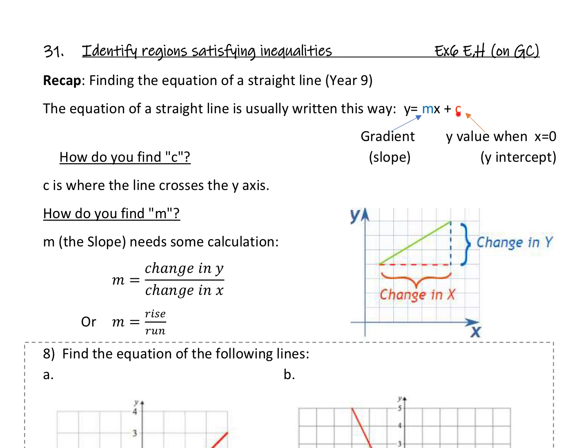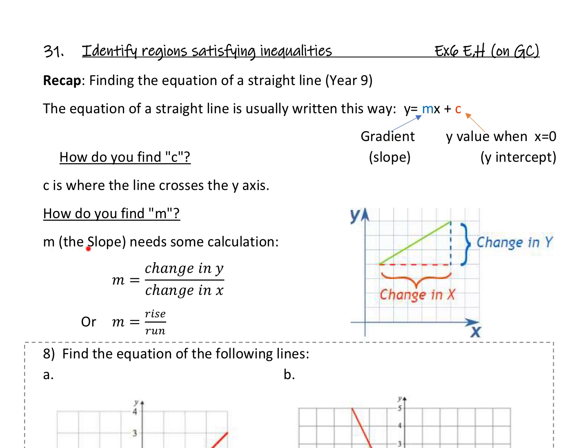So let's think, how do we find c if we've got the graph drawn? C is where the line crosses the y-axis. So you just look at the y-axis and see where it crosses, what number. How do you find m then? How do you find this gradient, the number that will be in front of the x?